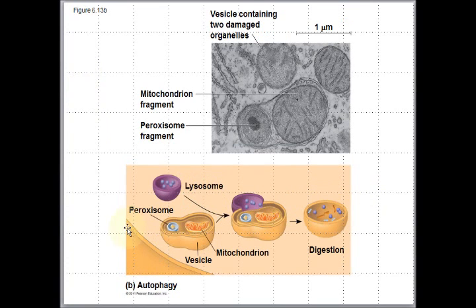Here you have an example of the autophagy I was talking about. This is basically recycling of cell parts. Here you have a broken down mitochondria and a broken down peroxisome fragment, and see how they have been enclosed inside this vesicle. Then you can have a lysosome come to this vesicle and connect with it, release the enzymes, break that old mitochondria and peroxisome down, and then these building blocks can be reused by the cell to perhaps build a new mitochondria or to build a new peroxisome.